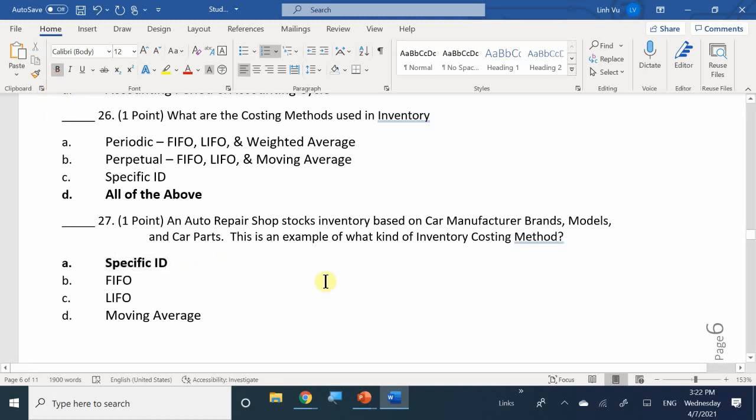So again, when you are looking at an inventory that is specific to a car part or has specific criteria that it must meet, then you're looking for a specific particular item or product that is specified based on those criteria. Yes, perfect, good.